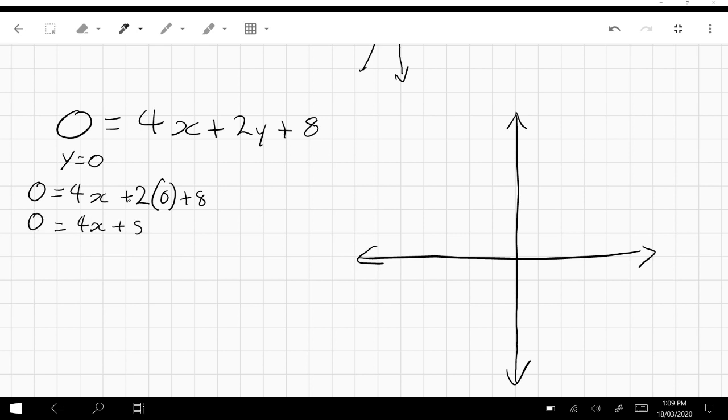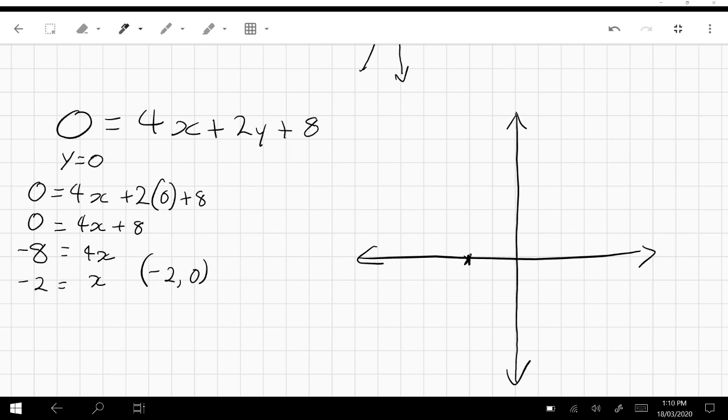4x plus 8. Subtract 8 from both sides. So minus 8 equals 4x. Divide both sides by 4. So x is equal to minus 2. So that tells me the point minus 2, 0 is here. Minus 2, 0. So that point is on my line.